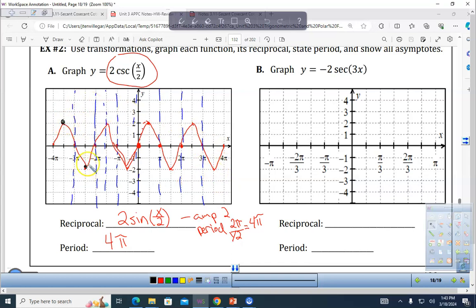At each of these high-low points is where I'm going to make my U's. So I'm going to make a U, a U, and a U, U, U. So the black graph is the correct graph. All right? There we go.